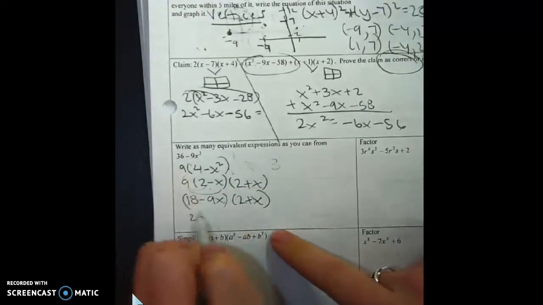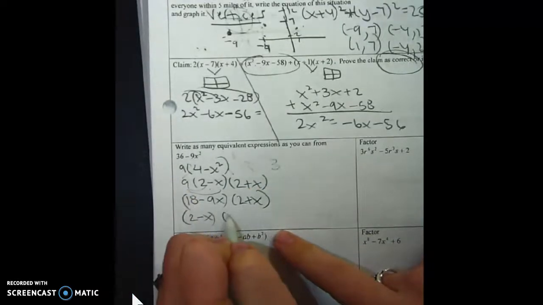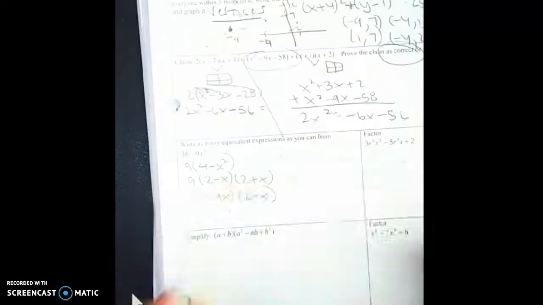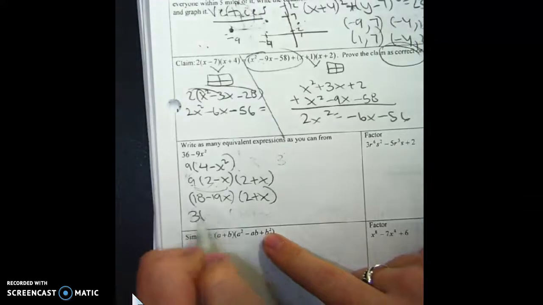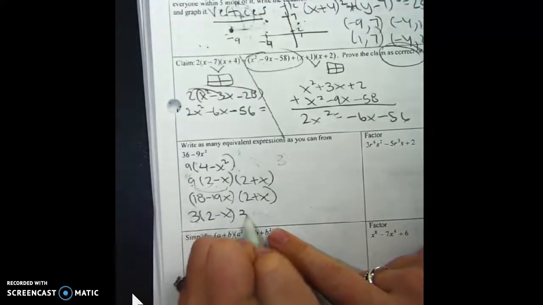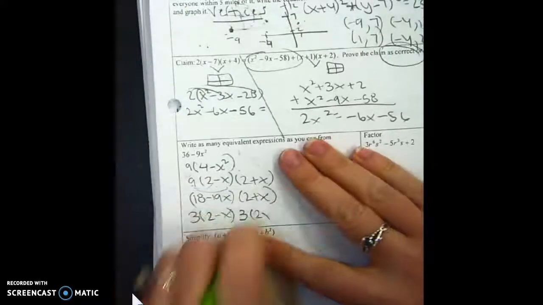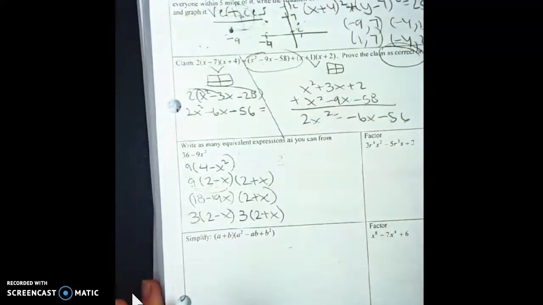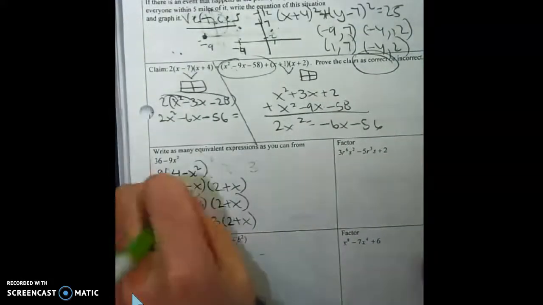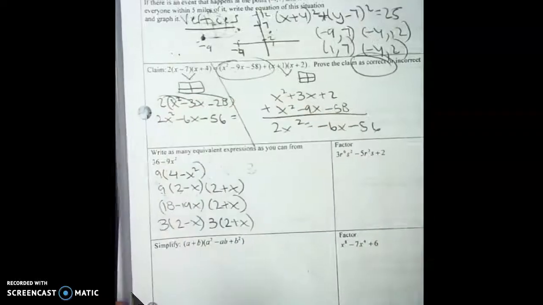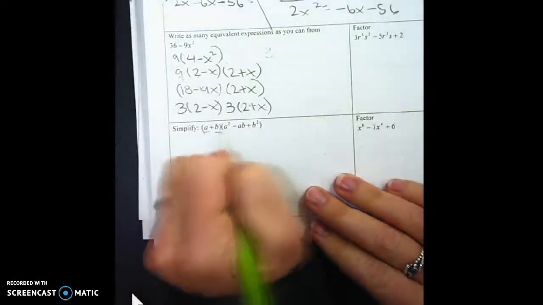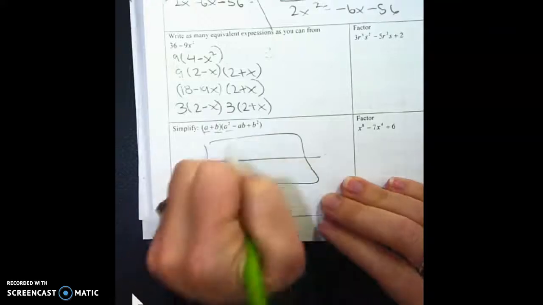Oh, another one I see is 2 minus x, and then 18 plus 9x, because these two are exactly the same. Okay. I could also see the 9 as 3, 2 minus x, 3, 2 plus x. Okay. Those are a couple different ways, and I'm sure there's more, but I just want to show you some of them. Okay. Simplifying this, this is a 2 by 3. So this is review.